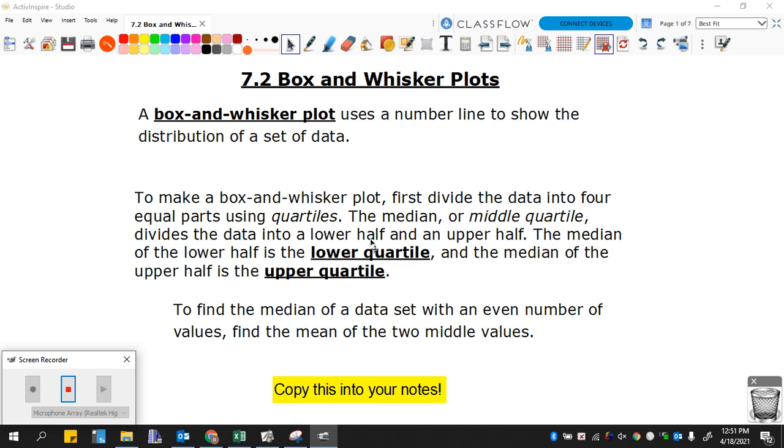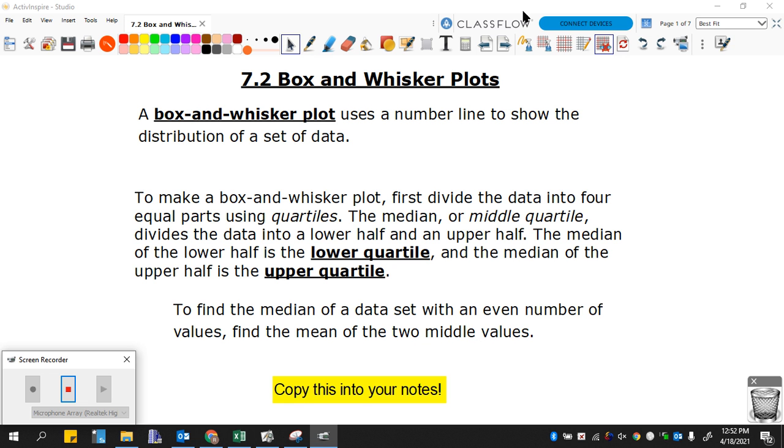The middle quartile, or the median, divides the data into a lower half and an upper half. The median of the lower half is called the lower quartile, and the median of the upper half is called the upper quartile. Just like when we were finding the median in the previous lesson, if you have a data set with an even number of values, you find the mean of the 2 middle values, or in other words, you add the 2 middle values together and divide by 2. That goes with the median as well as the upper and lower quartiles. Okay, so copy this information into your notes.